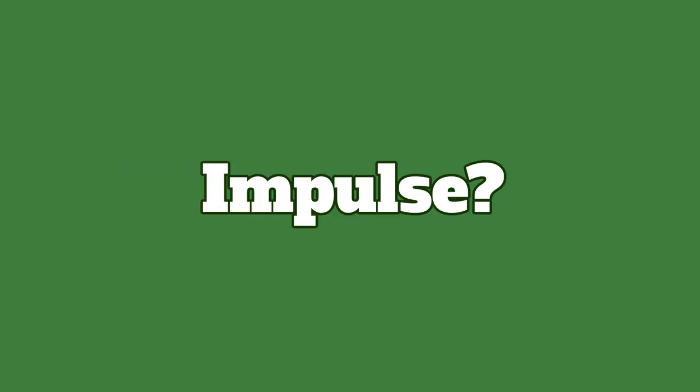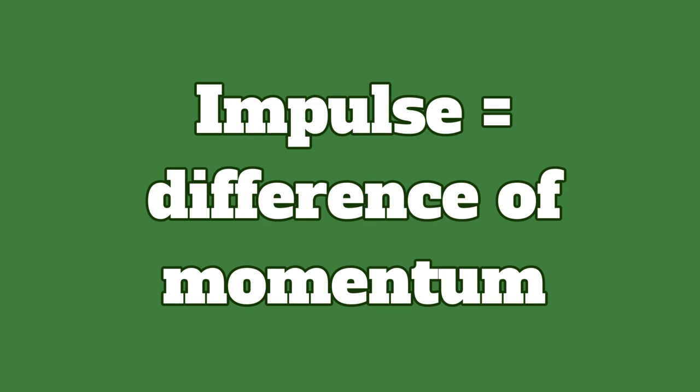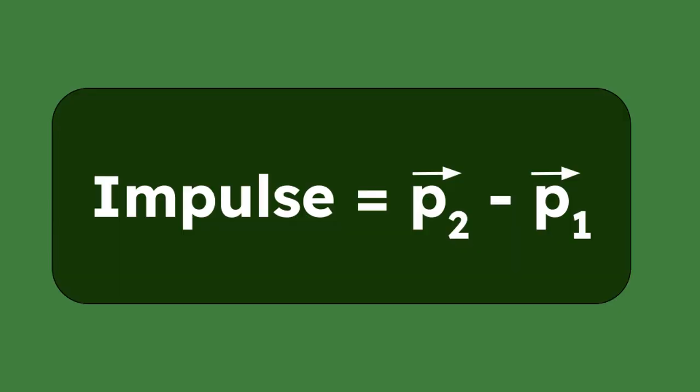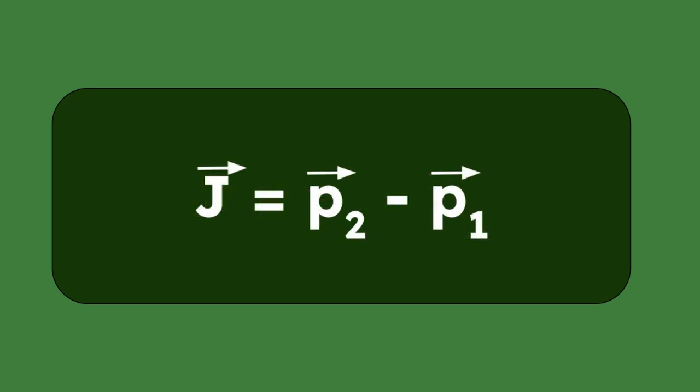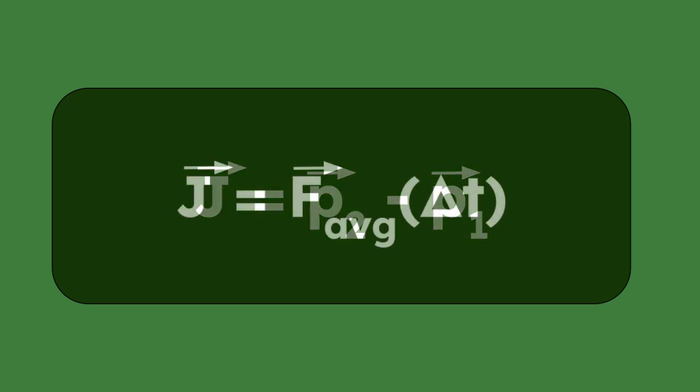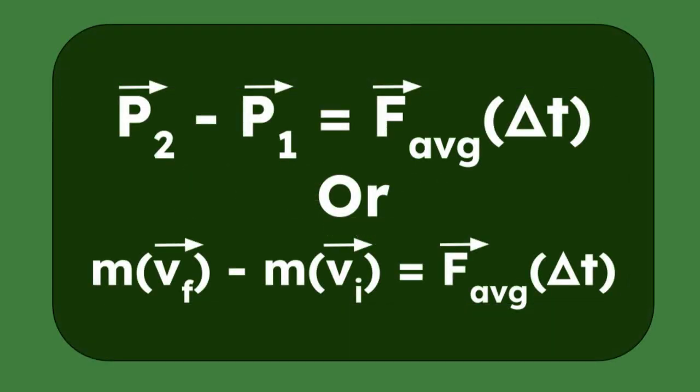What is impulse? Impulse is known as difference of momentum. So momentum 2 subtract momentum 1 equals impulse. Impulse is written with a J. Impulse is also equal to force in newtons multiplied by time in seconds. Therefore, you can get this equation: P2 minus P1 equals force multiplied by time.